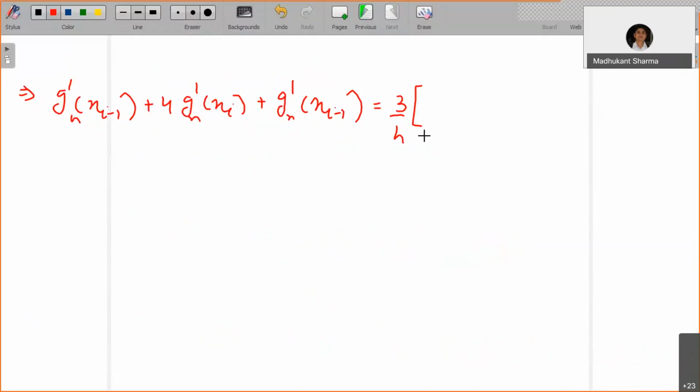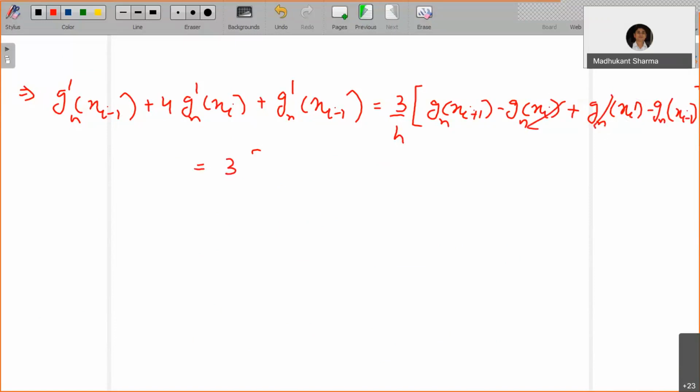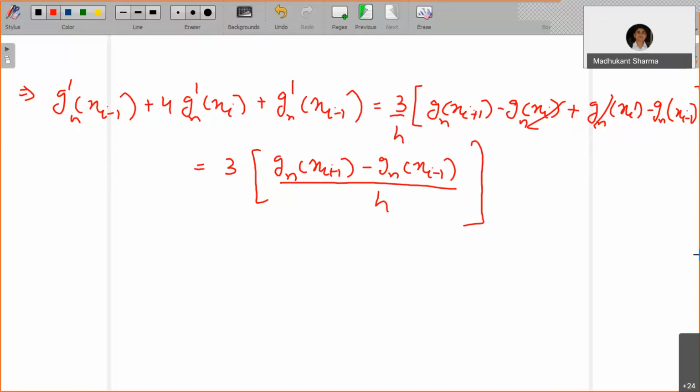So for the first, that is going to be gn of xi plus 1 minus gn of xi. The second term is plus gn of xi minus gn of xi minus 1. So this term gets cancelled, and what you will get is 3 times gn of xi plus 1 minus gn of xi minus 1, divided by, and for these values you know, these are going to be f of xi plus 1 minus f of xi minus 1 divided by h. So h is a non-zero number, and these values are known a priori.